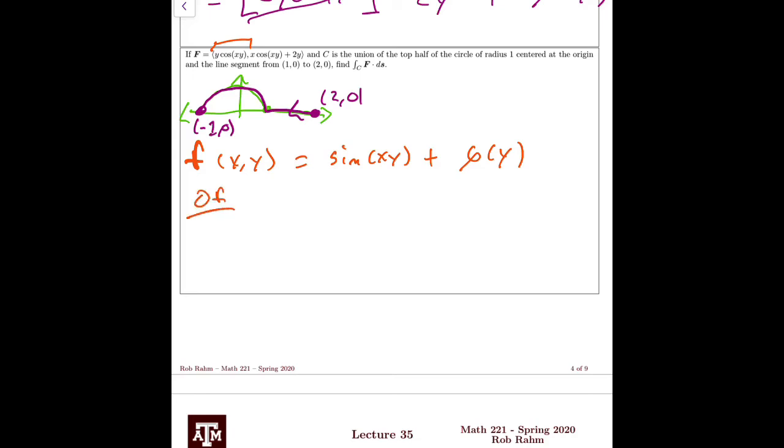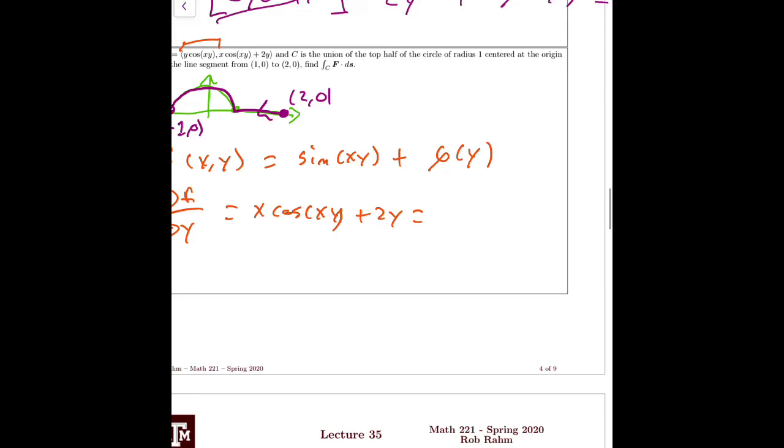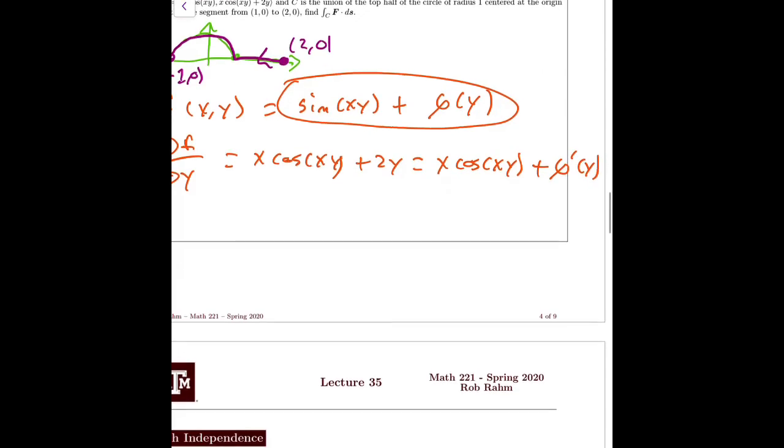Okay, so how can we figure out what phi of y is? Well, we know that the partial derivative of f with respect to y is equal to x cosine of xy plus 2y, but we also know that this is equal to the derivative of f with respect to y, which is x cosine of xy plus phi prime of y. Okay, so now notice that we can cancel the x cosine xy, and what we end up with is phi prime of y is equal to 2y.